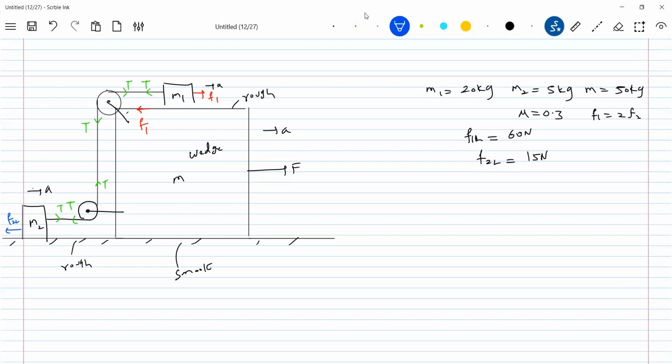So let's write the equation. What is the net external force acting on the system? F1, T, this T. So therefore, what is the acceleration of the system? If you are getting confused, I'll write individually. F plus T minus F1 equals MA. This is on the wedge. You look at the forces here: applied force F, frictional force F1, and the tension. What force acts on the pulley should also act on the wedge. So now, shall I add one more T for this?